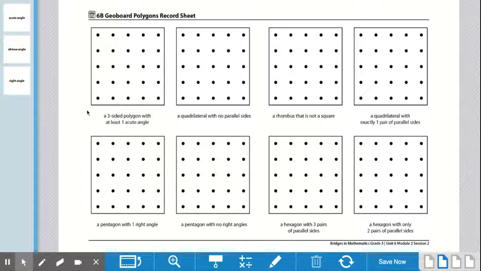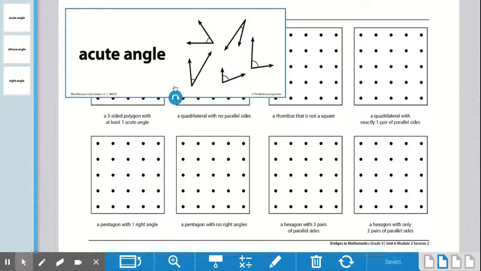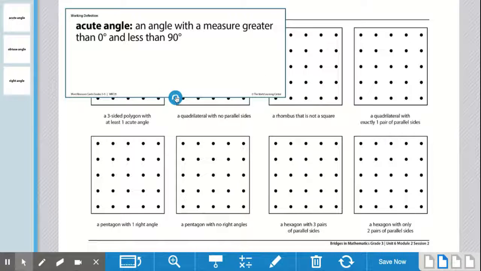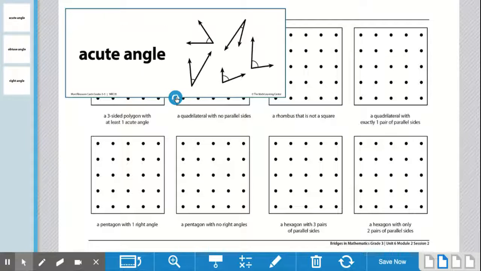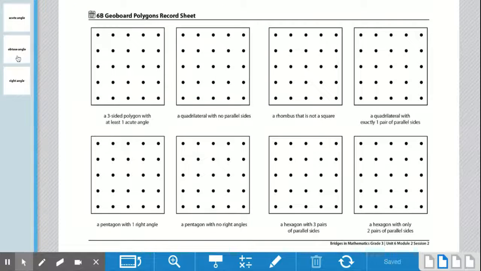First page says make a 3-sided polygon with at least one acute angle. Acute angle. If I'm not sure what the angles mean, I can look over here on the left for the vocabulary cards. Click on there and I see a picture with the label acute angle. I press on this turn button to turn the card over. An acute angle is an angle with a measure greater than 0 degrees and less than 90 degrees. So a small angle. Okay, I'm done. I press the trash can to delete it.